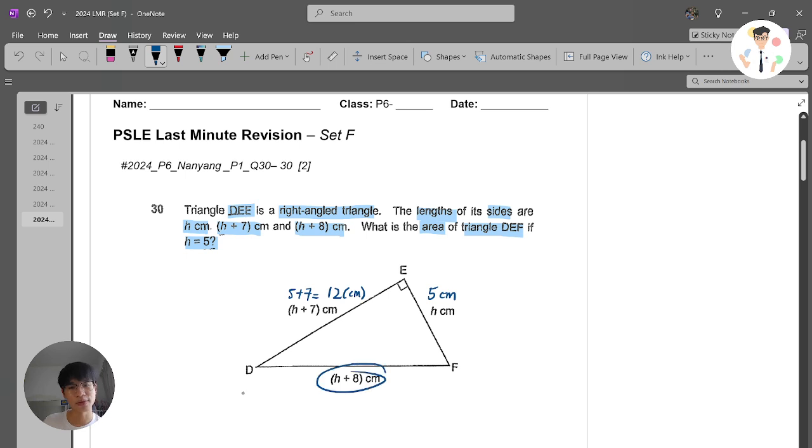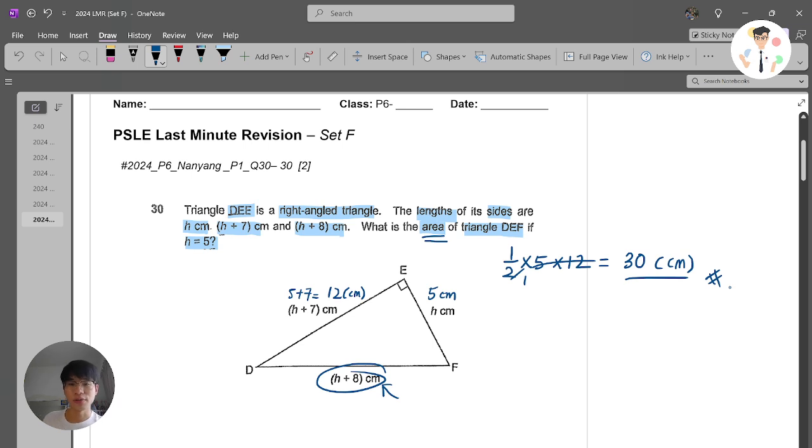And do you need to put this? The answer is actually no. Why? Because calculating the area doesn't require this information. So what's my next step? Half times 5 times 12. And if you simplify, the answer will be 30 cm squared.